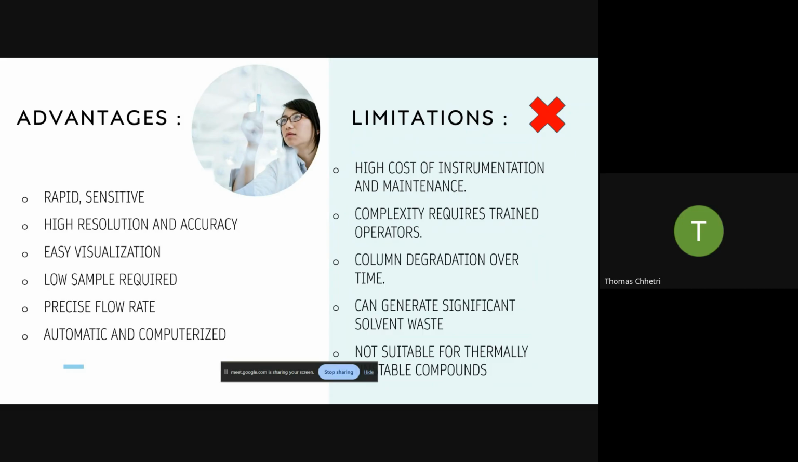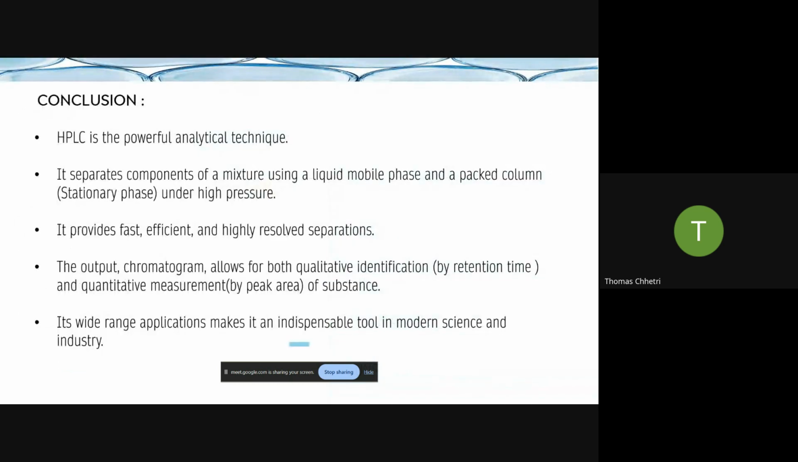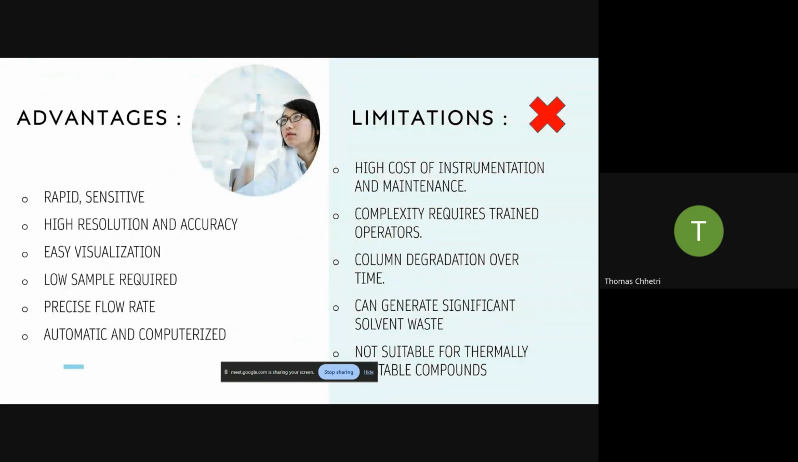The limitations are also that it can generate significant solvent waste, and it is not suitable for thermally unstable compounds.